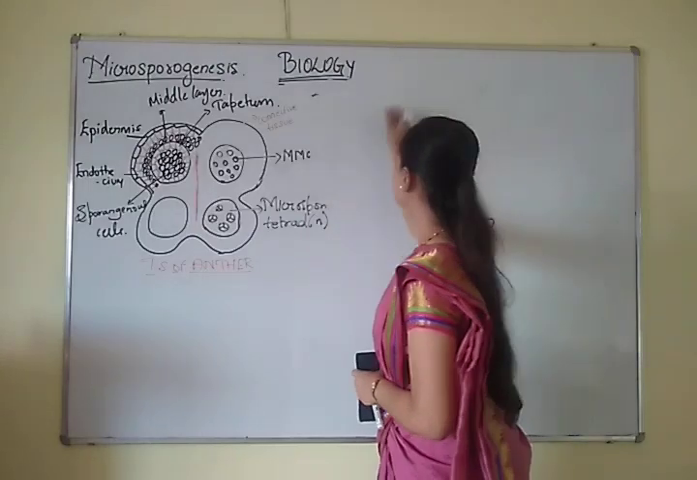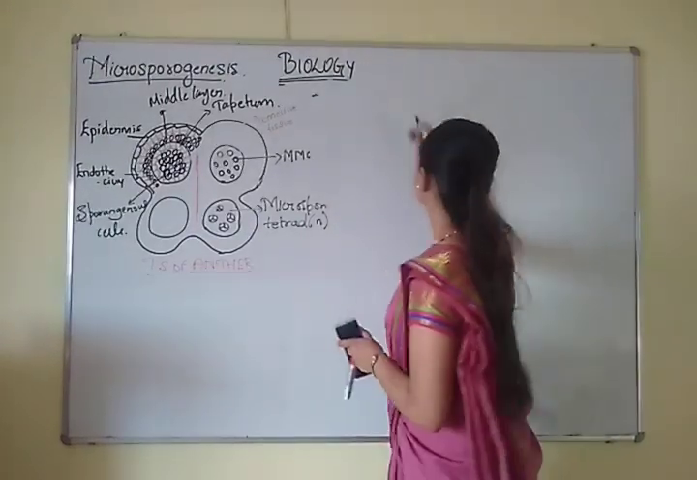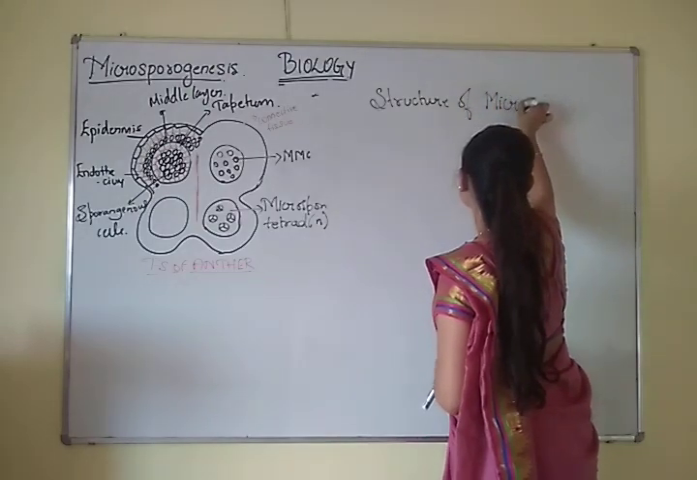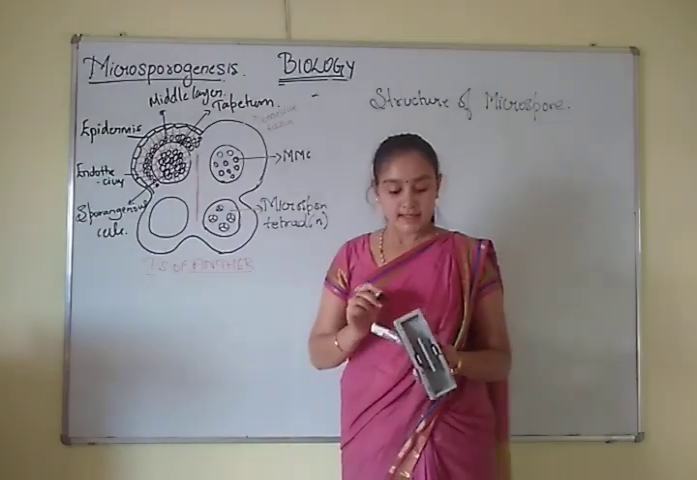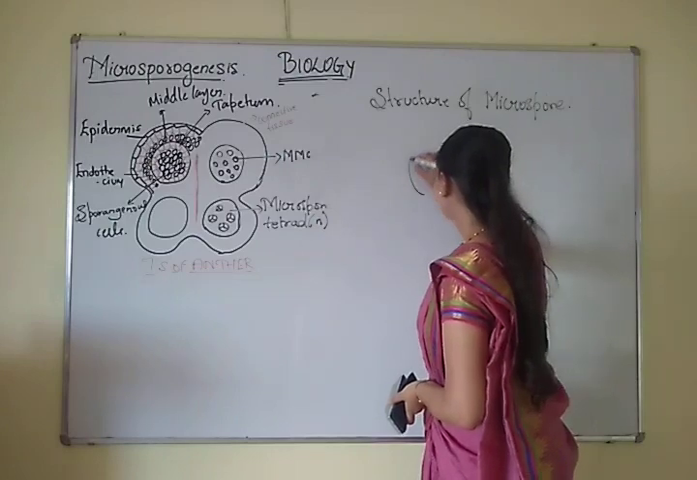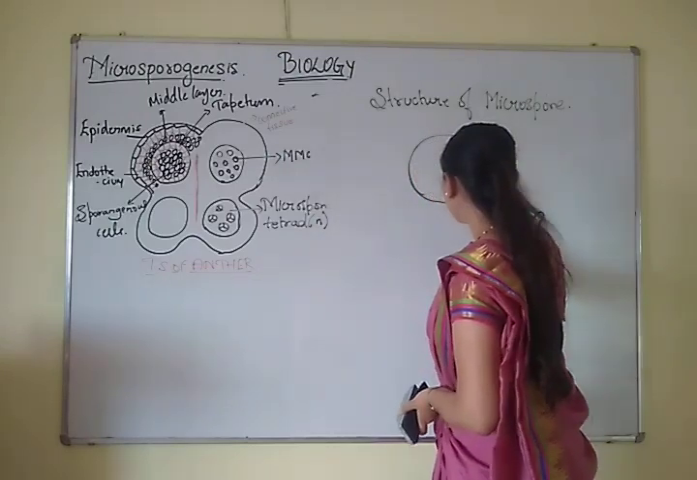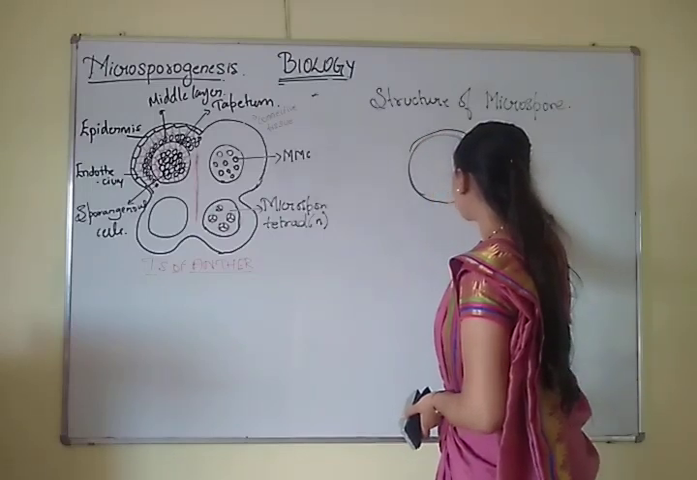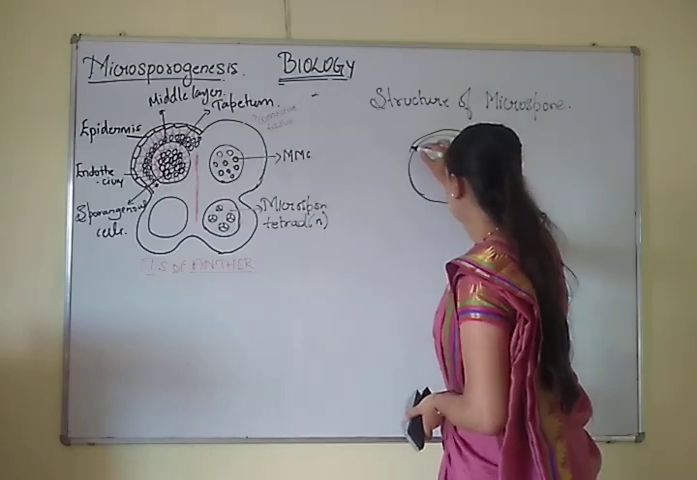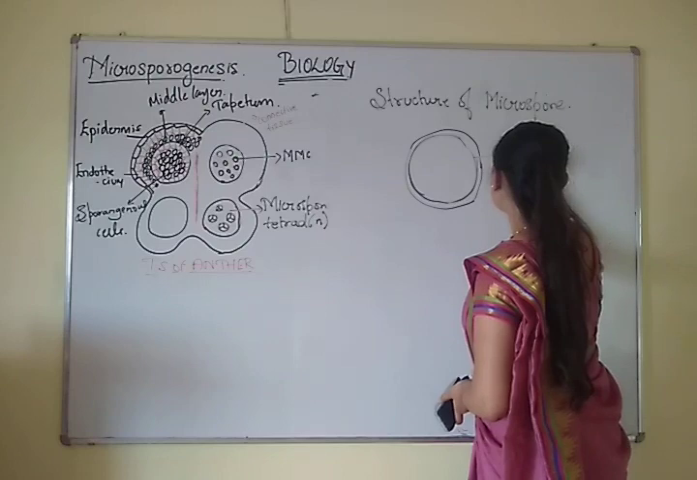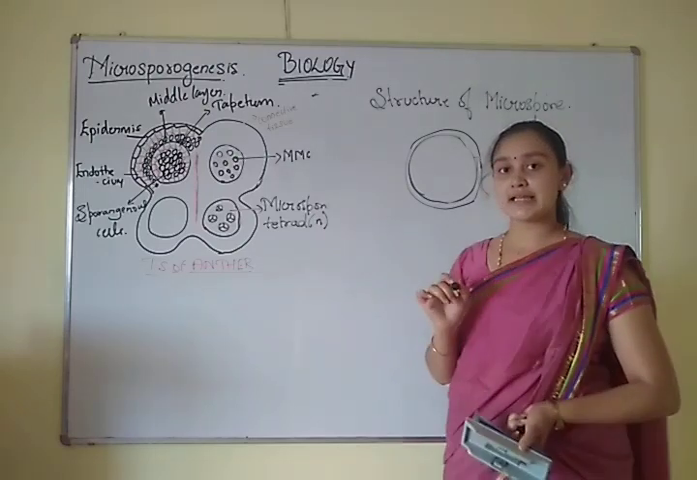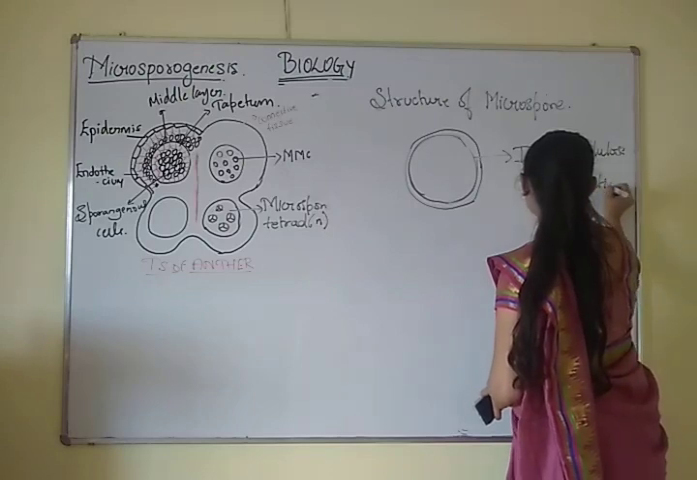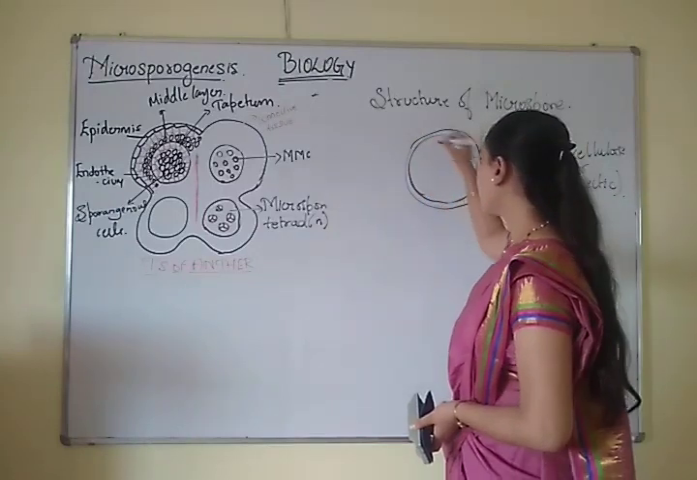Okay, now let's see the structure of a microspore. This microspore has an inside layer, which is called the intine. Followed by the inside layer, there is an outer layer, which is called the exine. This is the intine, which is made up of cellulose and pectin. The outer one is called the exine.